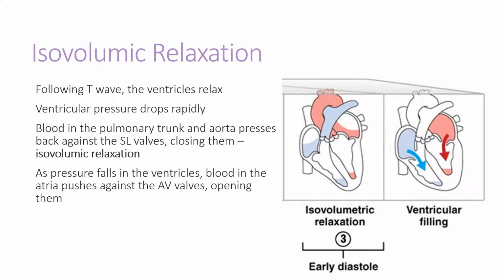Because the ventricle continues to relax, pressure within the ventricle continues to drop. Once it drops low enough, that blood in the atria pressing against the atrioventricular valve can force that valve open, then blood will start to refill the ventricle and the cycle starts to repeat over again.